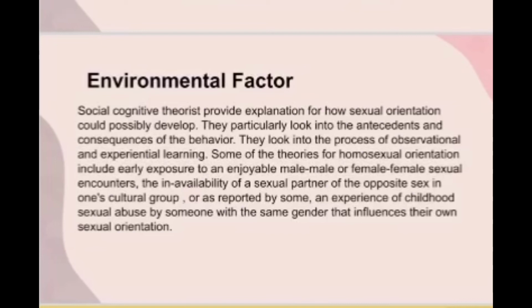Some of the theories for homosexual orientation include early exposure to unenjoyable male to female or female to female or male to male sexual encounters, the unavailability of a sexual partner of the opposite sex in one's cultural group, or, as reported by some, an experience of child sexual abuse by someone of the same gender that influences their own sexual orientation. So the environmental factor suggests that the reason for being homosexual is sometimes because of a child's past experiences regarding sex abuse with the same gender, or how a person enjoyed sexual encounters or activities with the same gender.